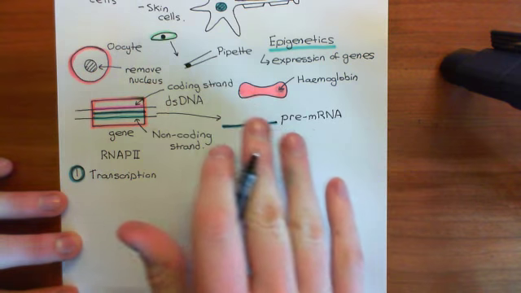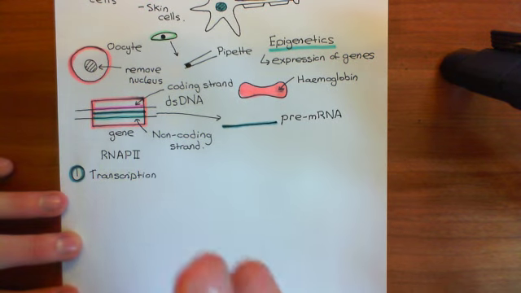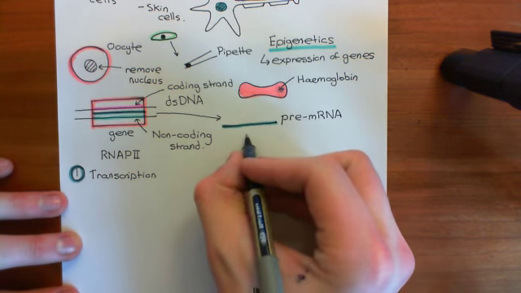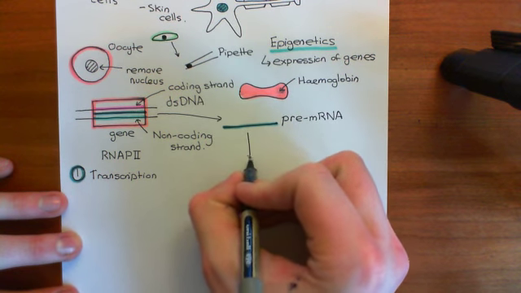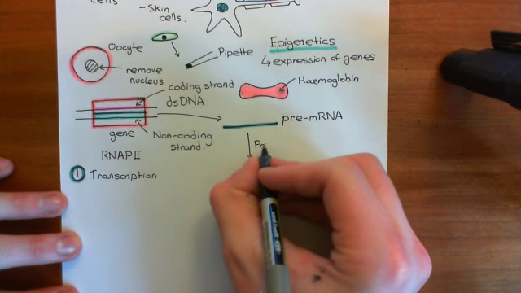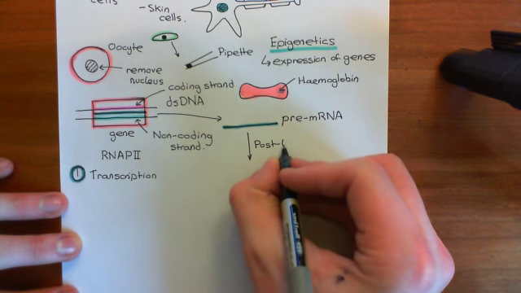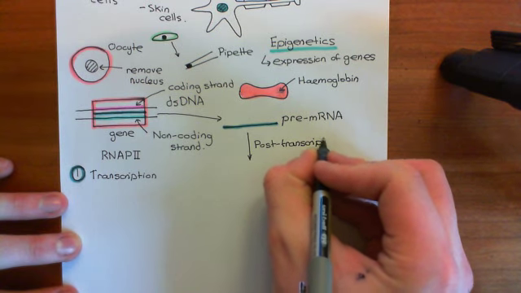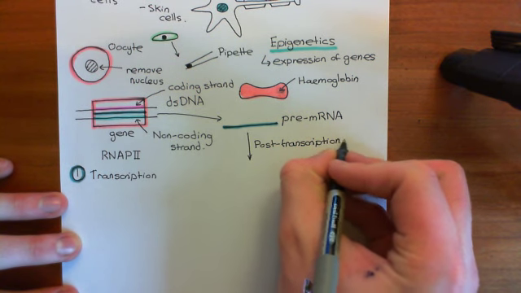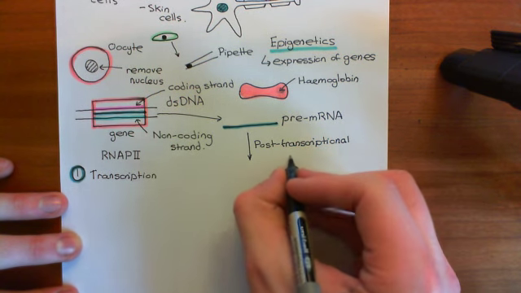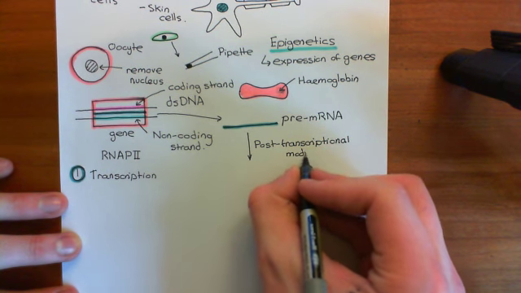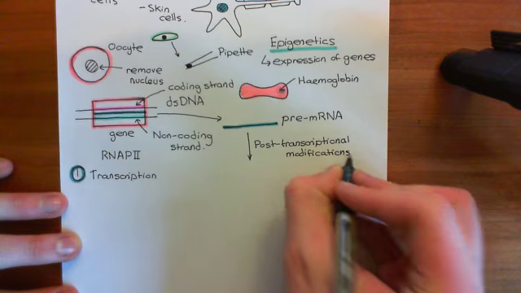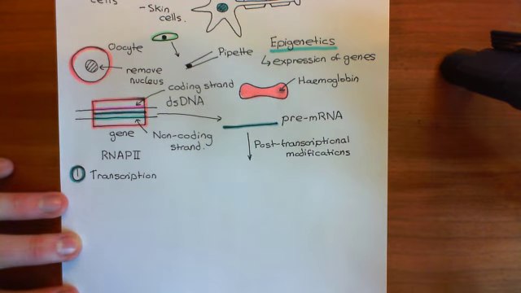Before it can actually go through a ribosome and be translated, it needs to be modified. So it needs to go through what are known as post-transcriptional modifications. And one of the most important of the post-transcriptional modifications is a process known as splicing. And I'll talk about splicing in a moment. So, the concept then of splicing.